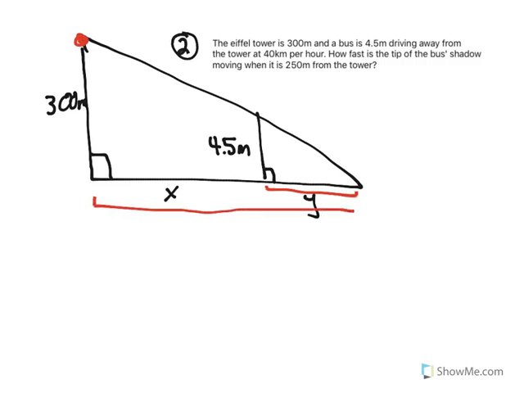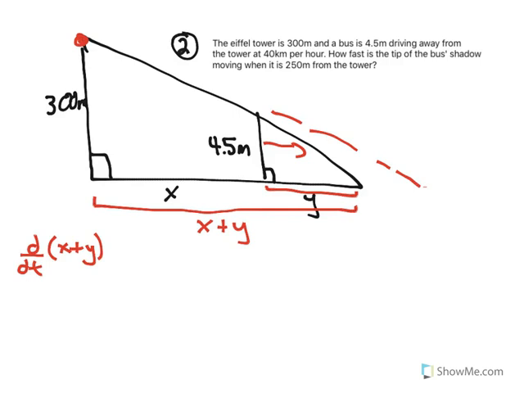So that means we're looking for how fast this entire base is changing, because as the bus moves this way, the shadow will move, right? And the distance of the tip of the shadow is this entire base of the big right angle triangle. So I'm going to call that x plus y. What we're really looking for is the change with respect to time of x plus y. This is one of those classic similar triangle questions.